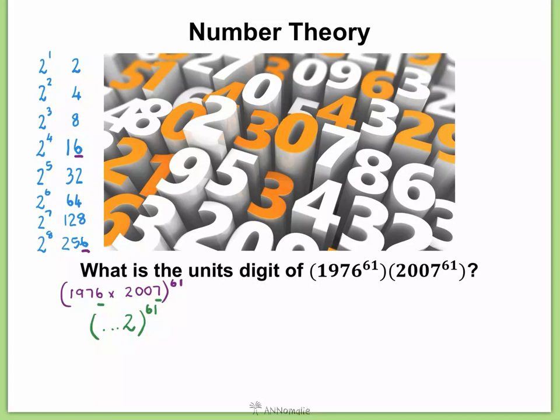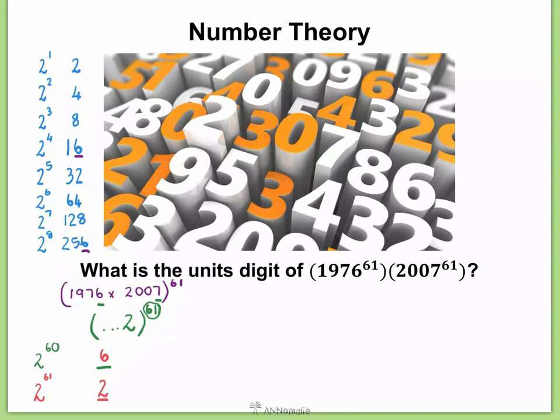So the closest multiple of 4 to 61 is 60. So for 2 to the power of 60, because 60 is a multiple of 4, the units digit will be a 6. And then the pattern starts all over again. So 2 to the power of 61 will end in a 2. And that is then the answer to this question.